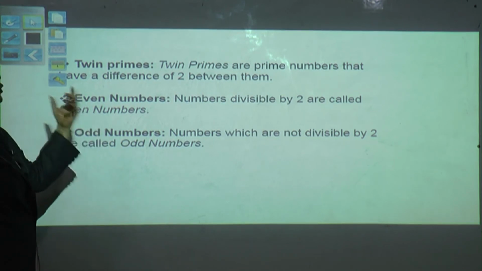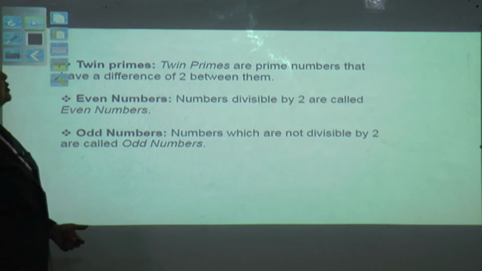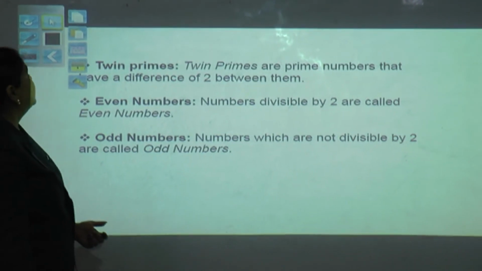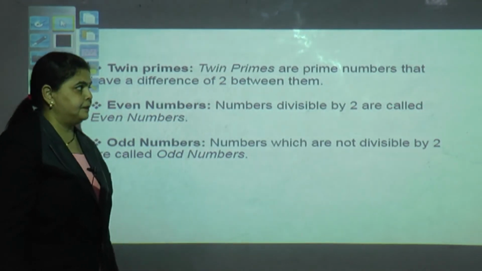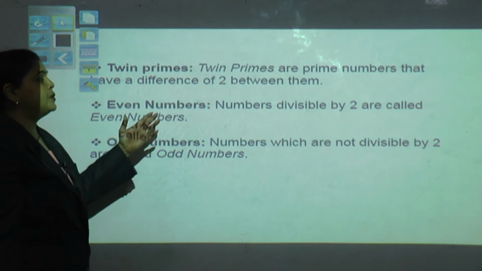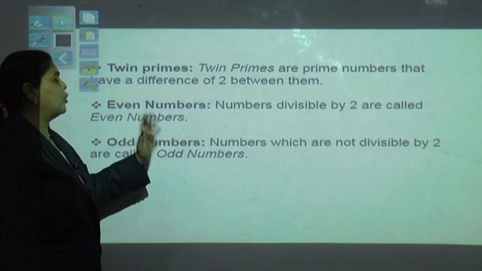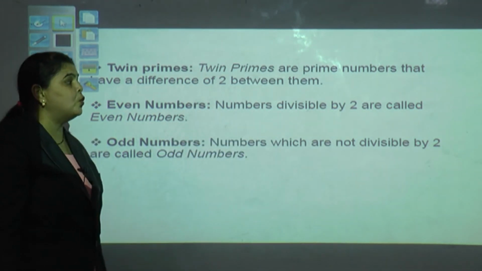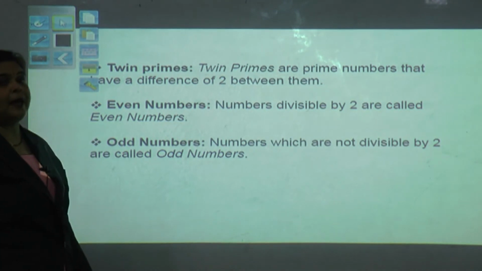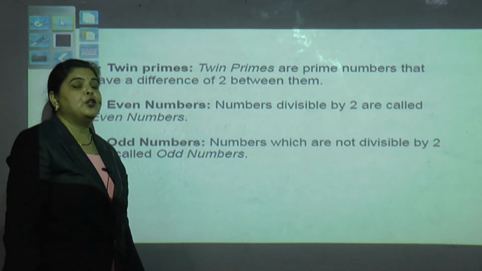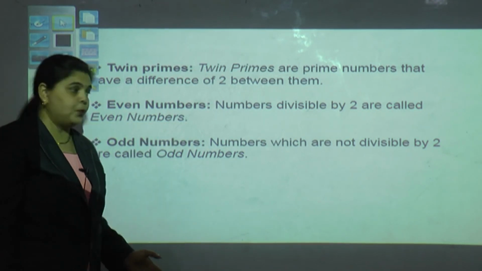I have one new term for you, that is a twin prime number. Twin primes are prime numbers that have a difference of 2 between them. And what are even numbers? You already know, because for the last 2 years you are learning what even numbers are. Numbers divisible by 2 are called even numbers, or we can say a number with 0, 2, 4, 6, 8 in the ones place is divisible by 2. Those numbers are called even numbers.